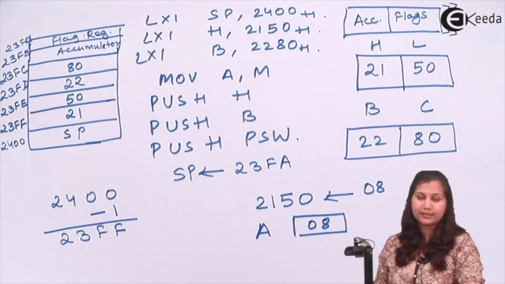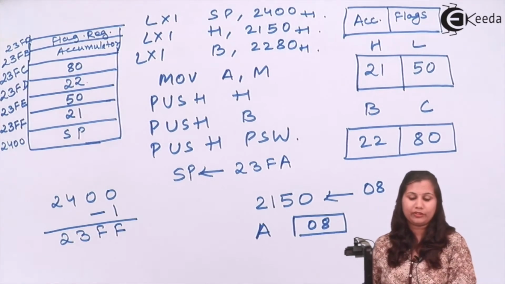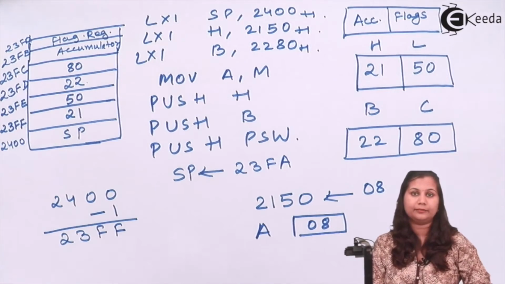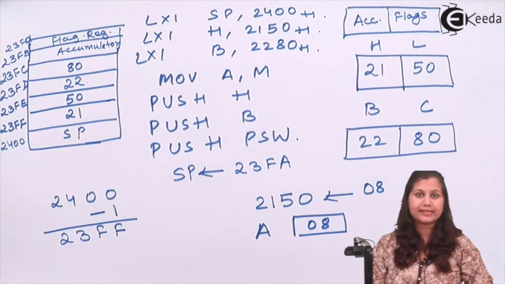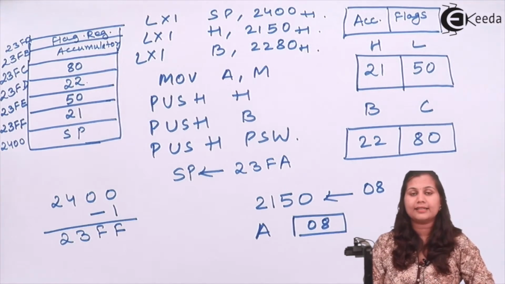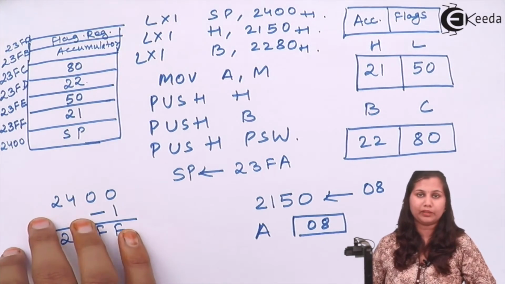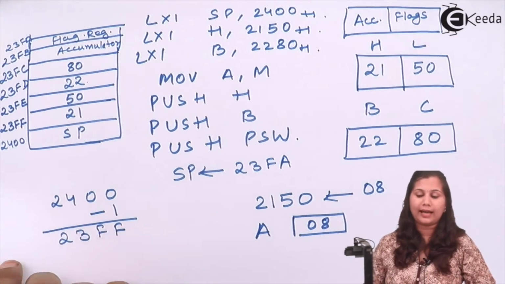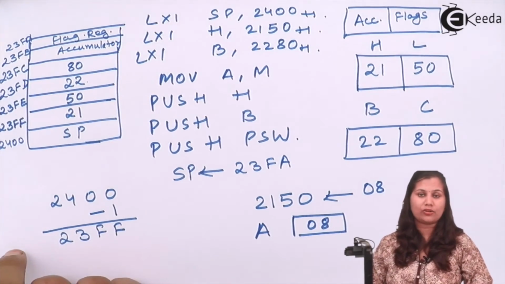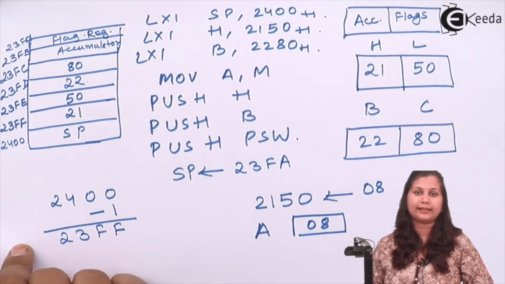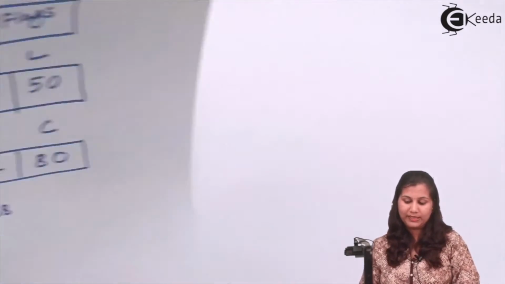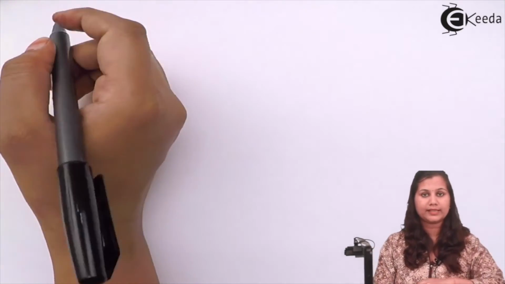So this was the first topic which we are studying here, which is stack. A stack is a group of memory locations which is used for temporary storage of data, and we studied 3 instructions which are used with the stack: LXI SP, PUSH and POP. Now the second topic of this video is subroutines. So let's study about the subroutines.